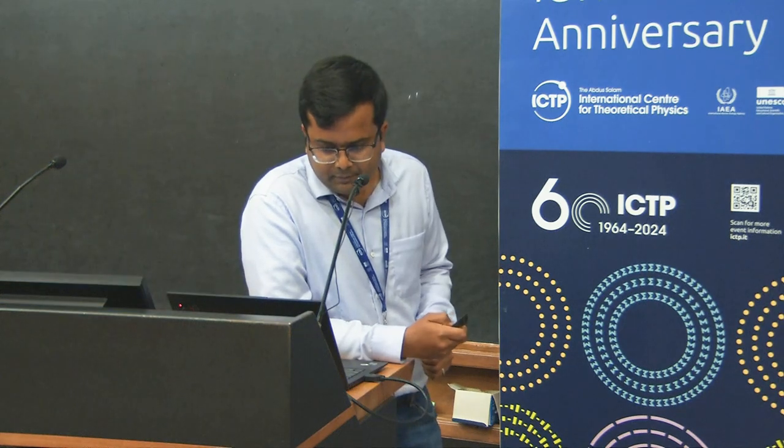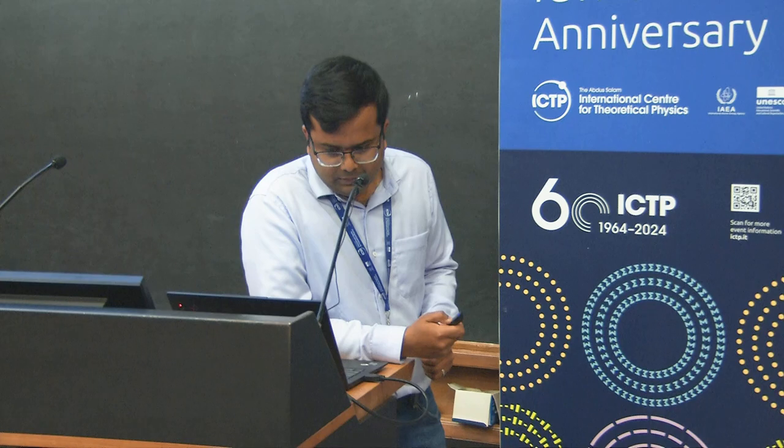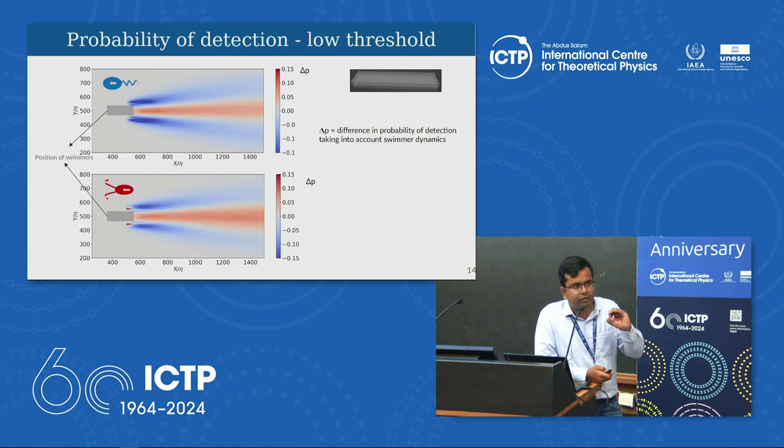It's not the probability of detection. It's the difference between the probability of detection taking into account the swimmer's dynamics and not taking into account the swimmer's dynamics. So it shows whether the swimmer's dynamics led to a higher probability of detection.